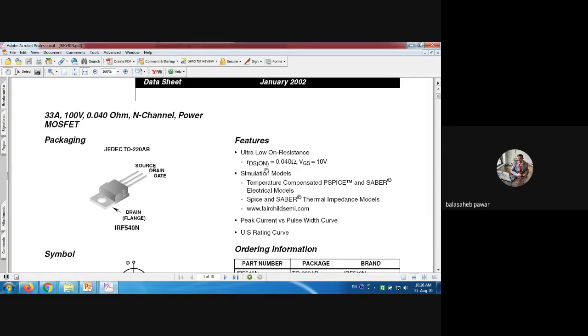How does a MOSFET get turned on? Is a MOSFET a voltage controlled or current controlled device? Voltage controlled. That means its turn on or turn off depends on what? The value of VGS. Are you agree with this? Yes, sir. VGS should be greater than VT, then and then we can say that the transistor will get turned on, right?